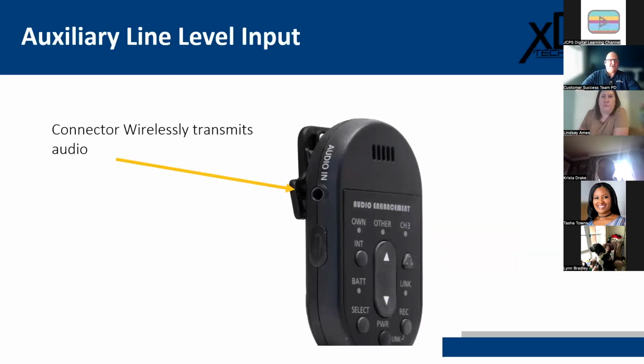Now, there's also an auxiliary line input, and this is great because you can plug a 3.5 cable into your microphone and then plug it into an audio device, whether that's your phone or an MP3 player or your laptop, and broadcast audio wirelessly through your classroom. So you plug in that cable, and then you're able to just play music or play a recorded speech or something like that from your laptop, from your phone, and it will connect.